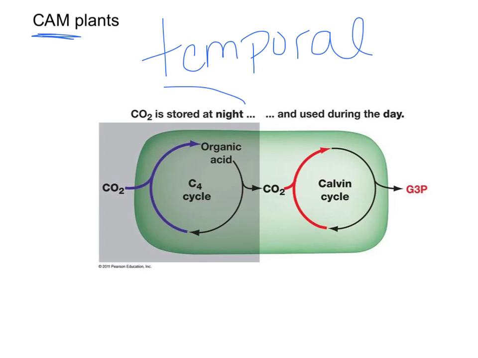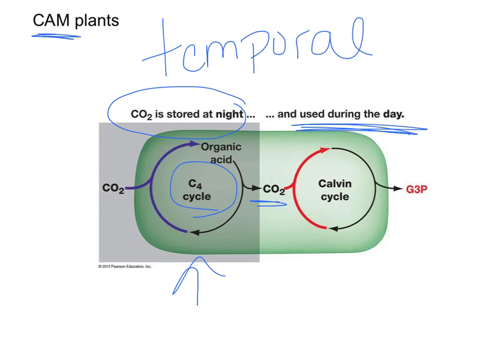So you can see here, the CO2 gets stored at night, but it has to be used during the day. The Calvin cycle is not happening during the nighttime. You notice there's no Calvin cycle happening over here in the nighttime because there's no light reactions to power it. Remember, the Calvin cycle has to have the light reactions to power it. So when the CO2 enters at night, it's again converted into a 4-carbon molecule so that it can be released when the light reactions are occurring.